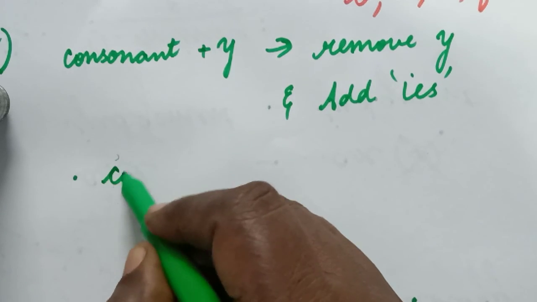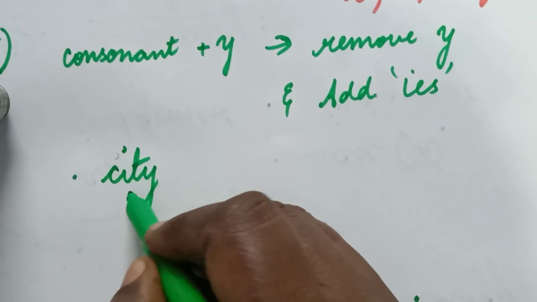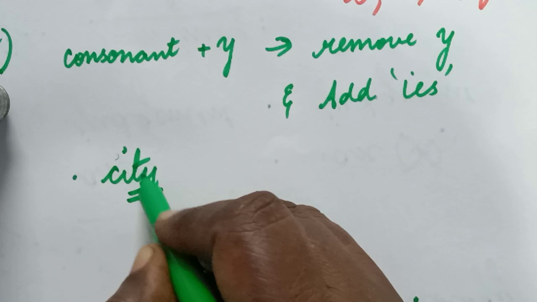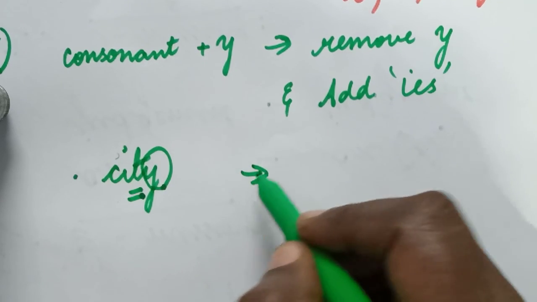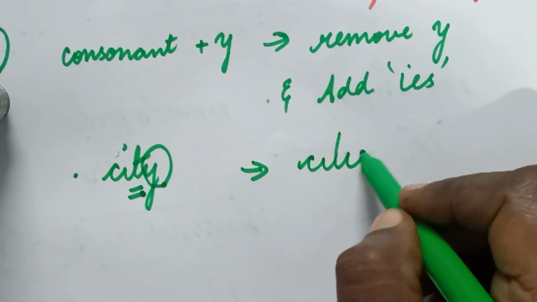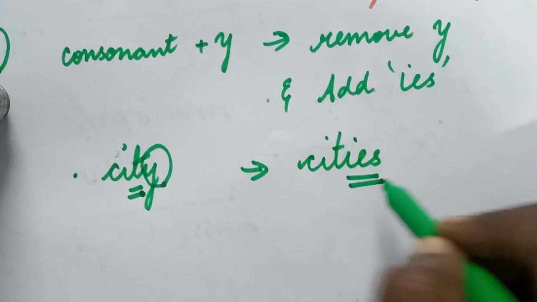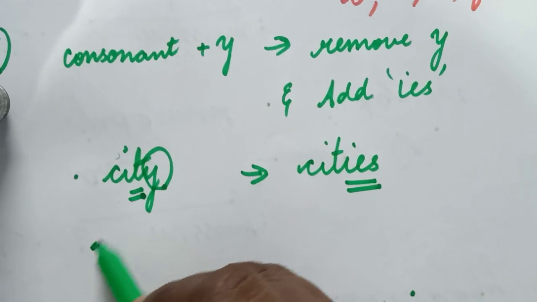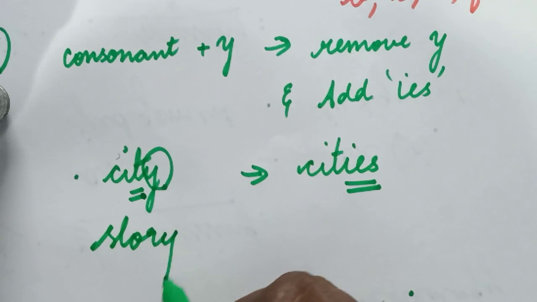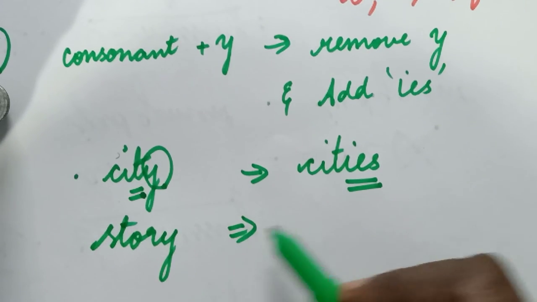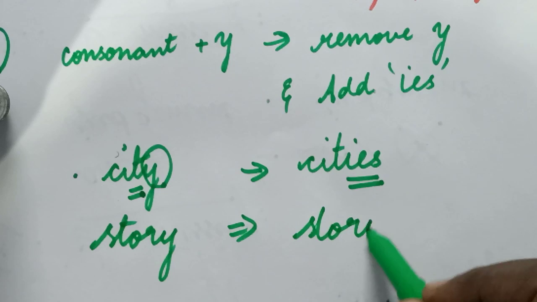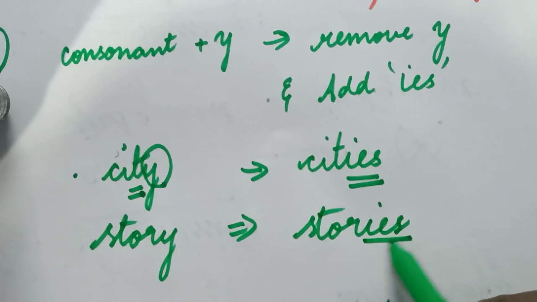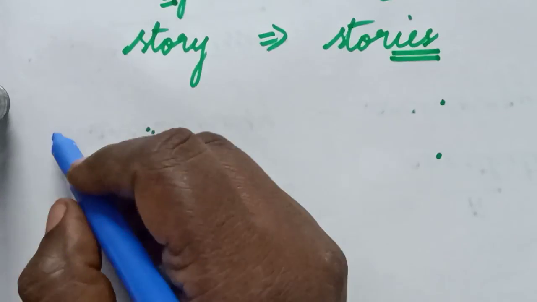Understood? If it is consonant plus Y, you have to remove Y and add IES. For example, city. Here T is a consonant and the word ends with Y. So we are going to write it as cities, IES. We have just removed this Y and we have added IES. Similarly, story. We can write this as stories. We have removed the Y and added IES.